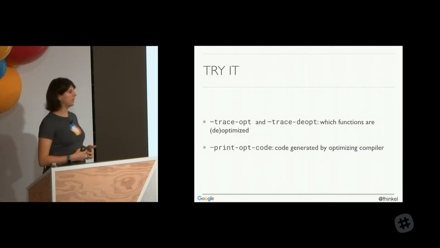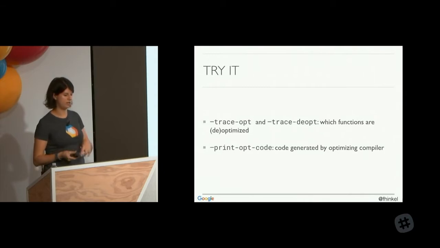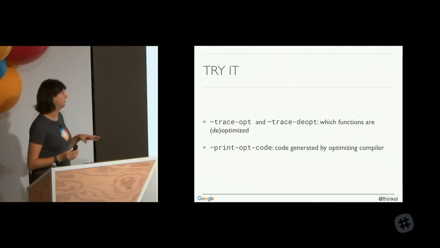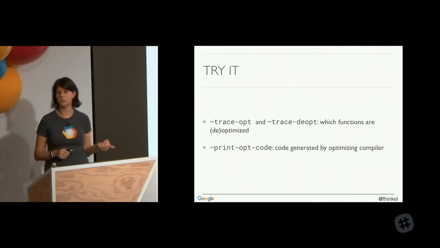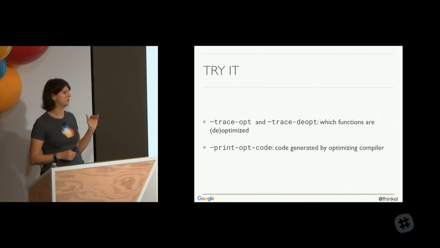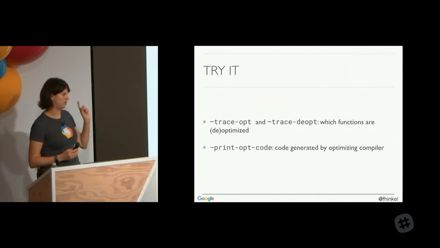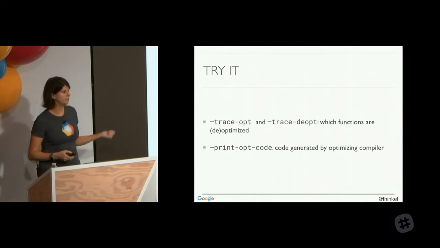If you want to play around with any of that, if you use Node, you can just pass the V8 options, for example, trace optimization or trace de-optimization. That will list which function is being optimized and when it is being de-optimized. If you use Chrome, you just use --js-flags equals and then use these flags. You can also print the assembly code if you want to see that.